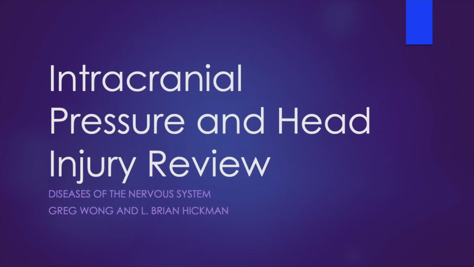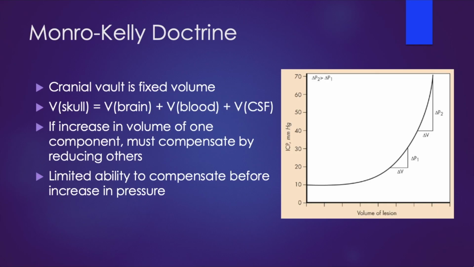Now we'll discuss intracranial pressure and head injury. Let's start by reviewing basic principles of intracranial pressure. The Monroe-Kelly doctrine describes how the skull is a fixed volume box containing brain, blood, and CSF. Any increase in one part must result in a decrease in the others to keep volume fixed.